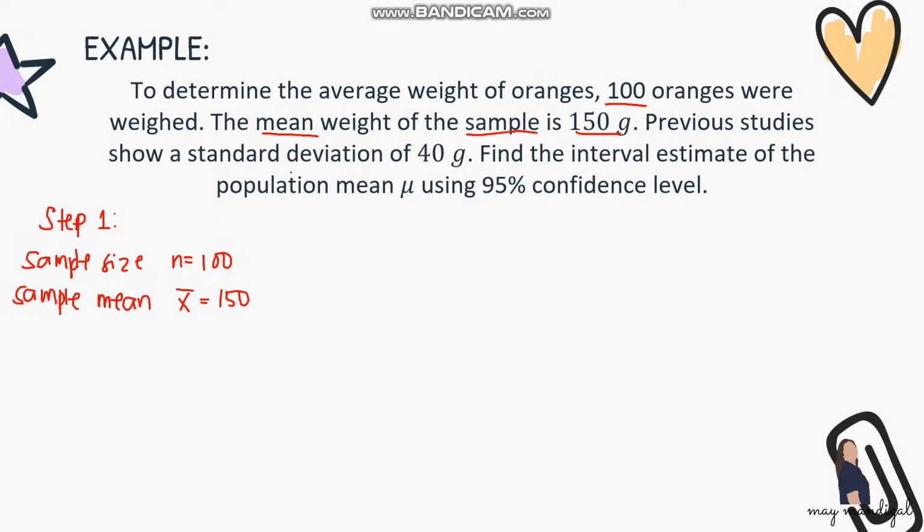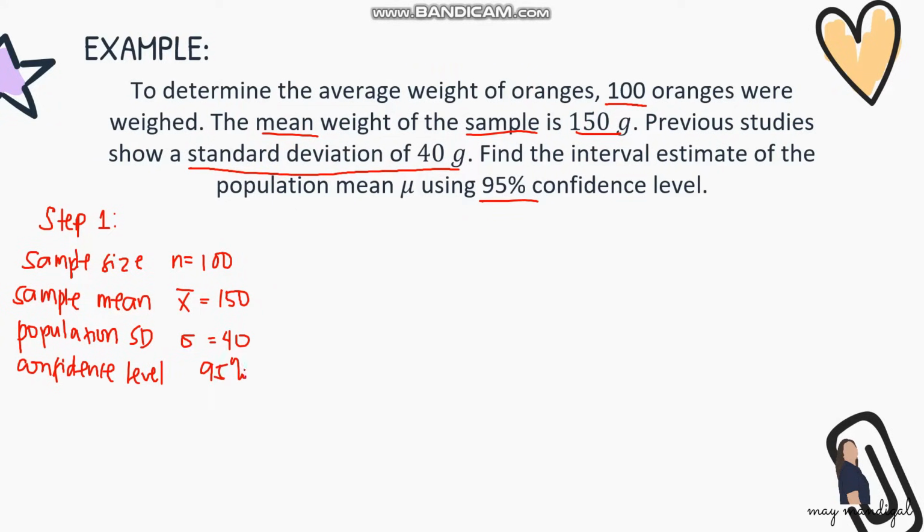Previous studies show a standard deviation of 40 grams. This statement tells us that the standard deviation of the weight of the oranges is 40 grams. But this is for the population, not from the sample of 100 oranges. So we can write here the population standard deviation, or our sigma, is equal to 40. And then lastly, the confidence level that we have here is 95%. So these are the things that we can get from our problem. This is the first step, to identify the variables that we can identify from our problem.